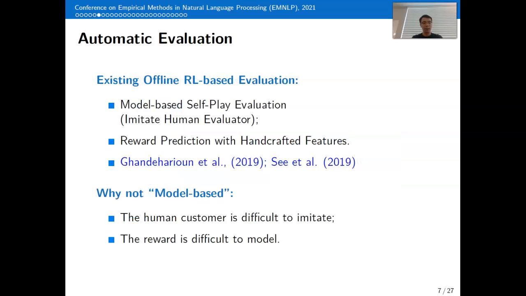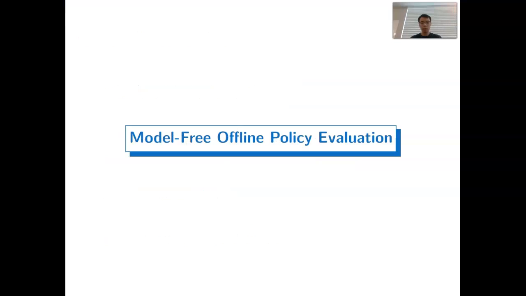Existing offline RL-based evaluation approaches are mostly model-based self-play evaluation, where we train a model to imitate a human evaluator. And then we also predict the reward with some handcrafted features. So what is the downside of the model-based offline reinforcement learning evaluation? Actually, the human customer is very difficult to imitate, and the reward function is very difficult to predict. So the model-based approach can be inaccurate. So in this paper, we investigate a model-free offline policy evaluation approach.